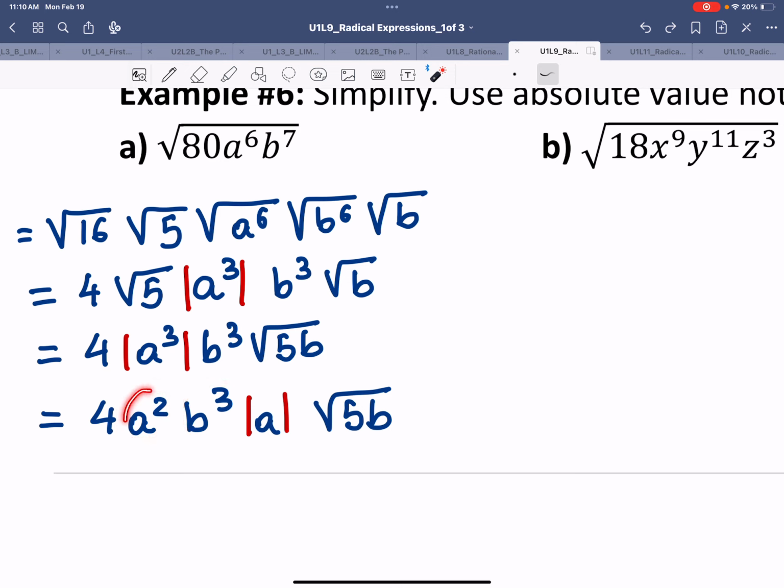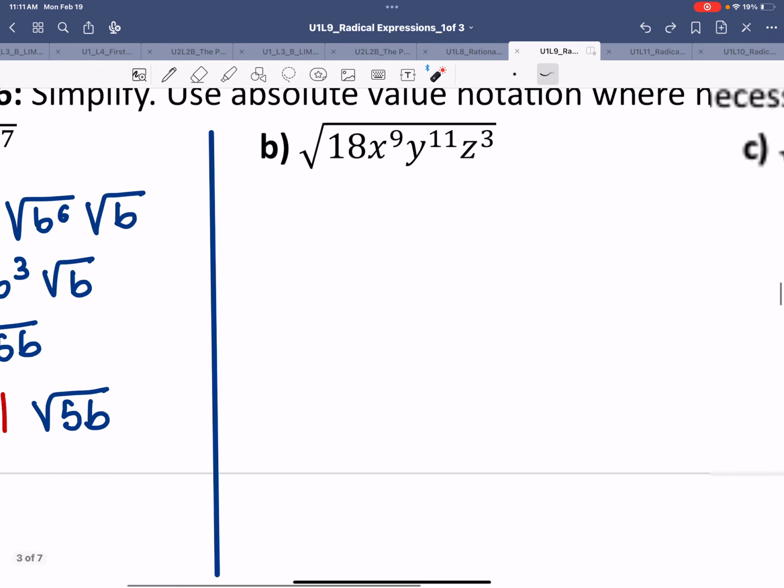So this is always positive because of the power of 2. This is positive because we kept it inside the absolute value. So this term is simplified. We reduced the absolute value. This is always positive because the b inside the root protects it from being negative, and that would be the most simplified answer. So let's move to the next question.